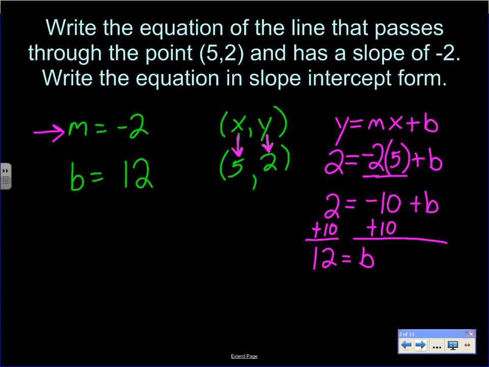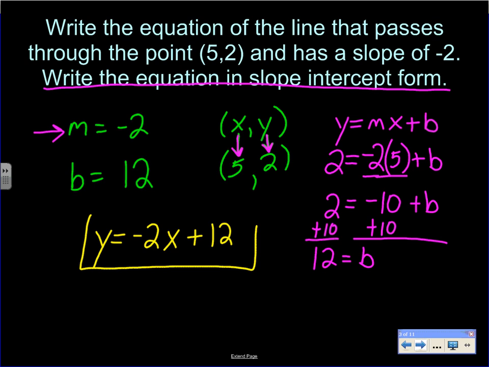But the question is asking us to write the equation in slope-intercept form, so we're not completely finished yet. We have to finish what it's asking of us. So we're going to plug the slope back in, and we're going to plug the y-intercept back in. It's a +12, so we put +12. And we have x and y in there.